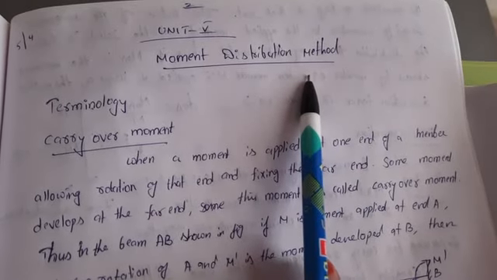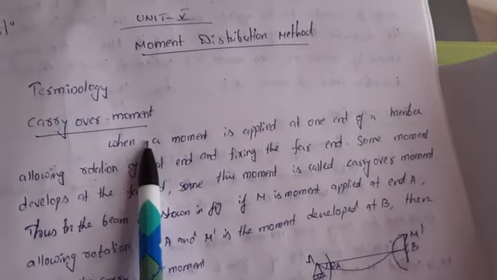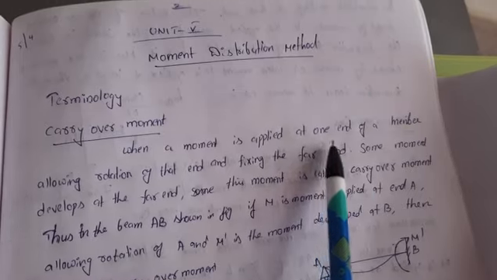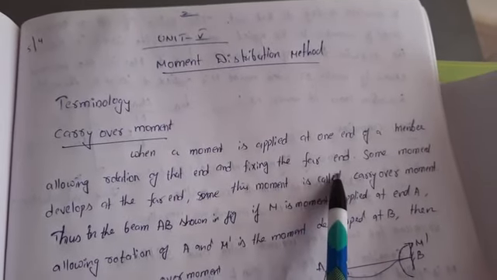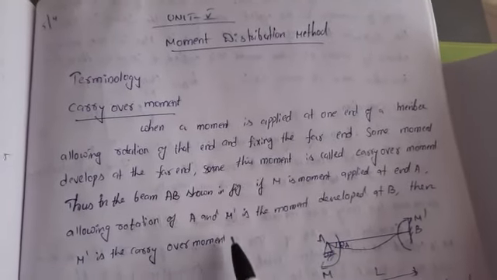The moment distribution method we will observe here: first we have to check the carry over moment. What is meant by carry over moment? When a moment is applied at one end of a member, allowing the rotation at the fixing of the far end, some moment develops at the far end. This moment is called a carry over moment.